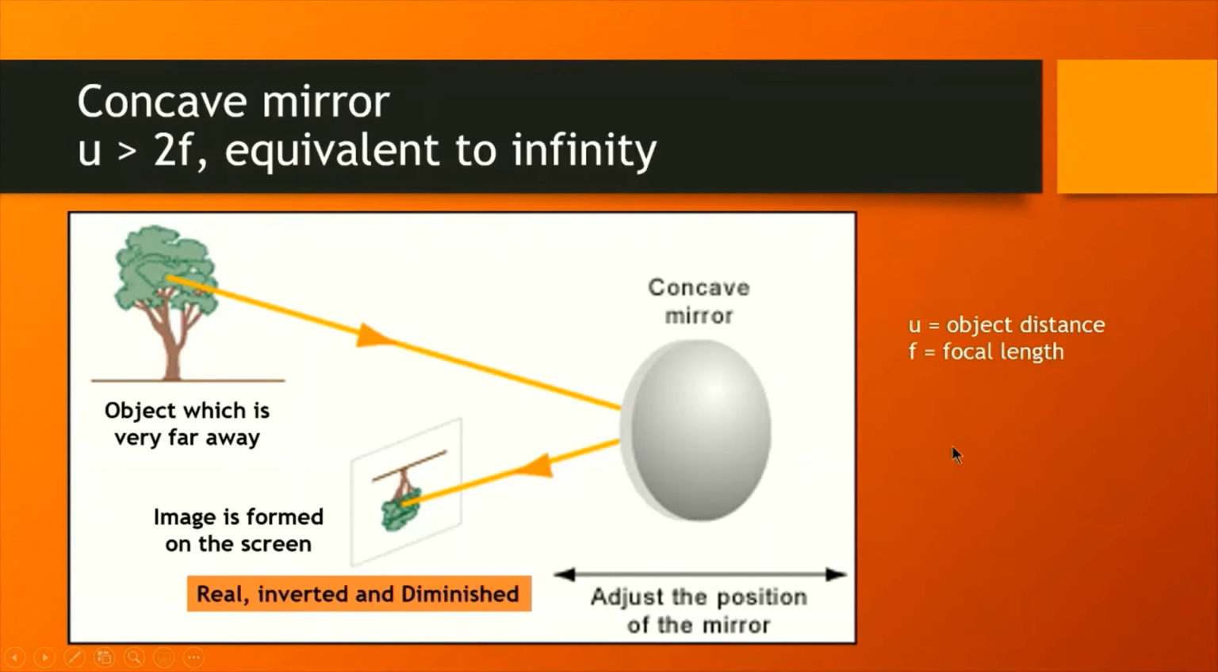Alright, now let's look at the object when it is placed at different positions. In this first case, the object is placed more than 2f, more than 2 times the focal length, meaning the object is placed very far away, equivalent to infinity. For example, a tree. The rays come from infinity, are reflected by the concave mirror, and we can see the image form on a piece of paper. The image is real, inverted, and diminished.